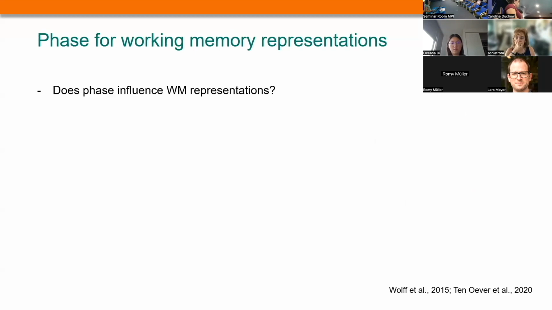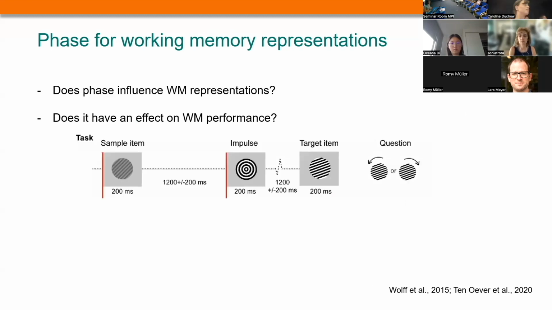So in 2020, we published this study where we investigated whether phase influences working memory representations, and whether this also has an effect on working memory performance. What we did in this study is that we first reanalyzed data and then collected our own data. It's the task that Wolfendahl introduced in 2015.